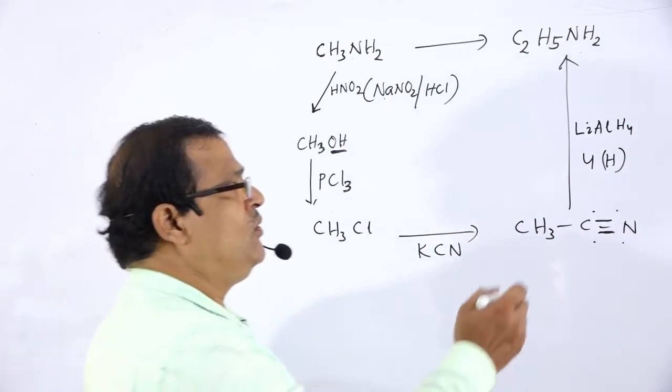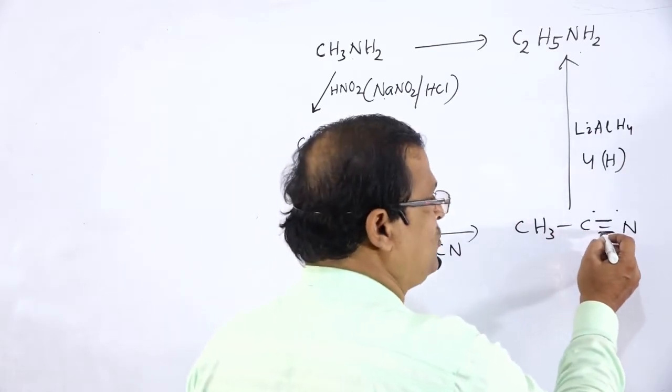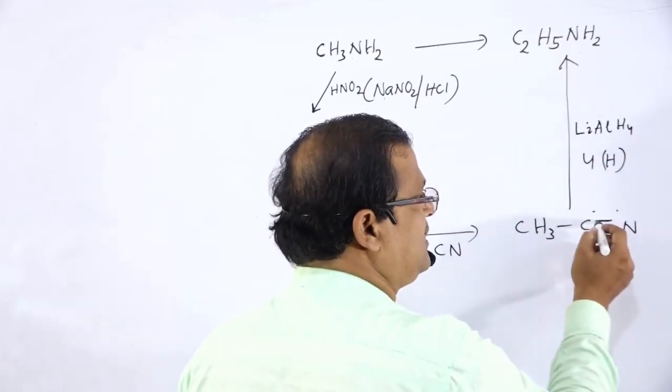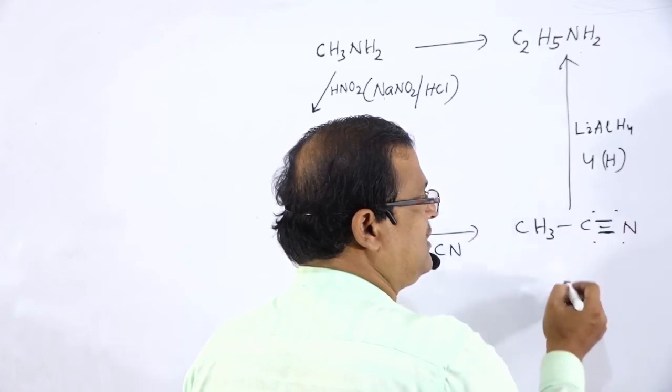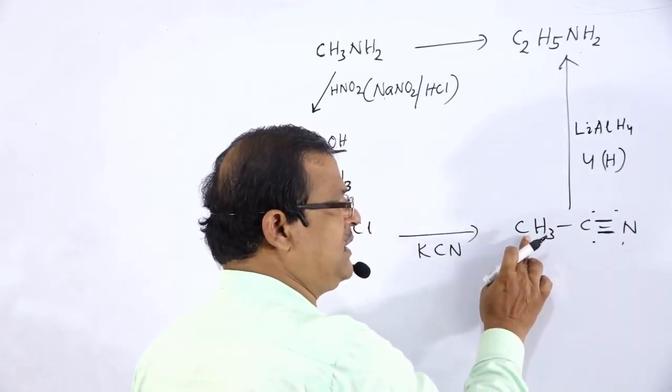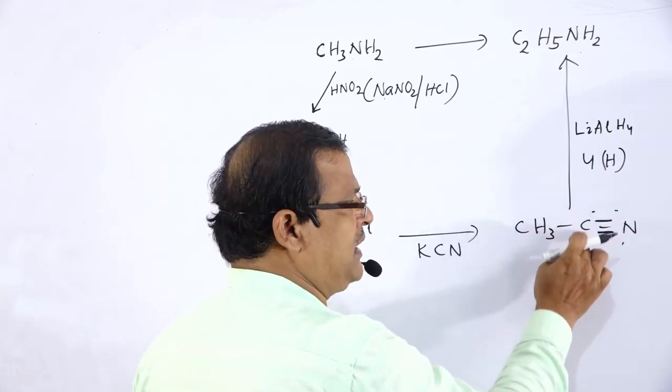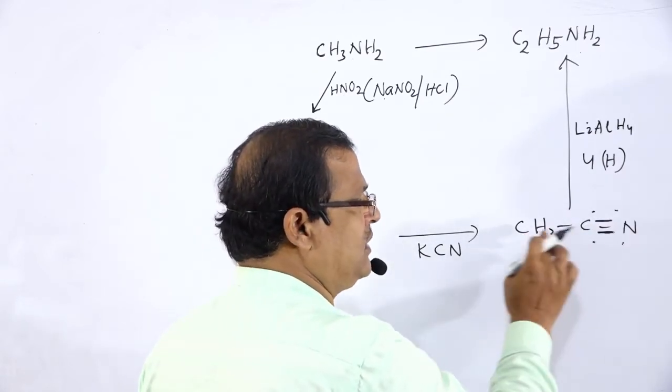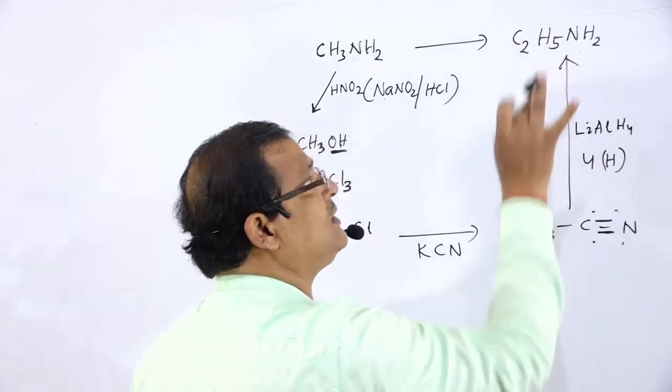Whenever this compound is reduced with lithium aluminum hydride, this bond will break, with addition, and the product will be CH3 CH2 NH2. That is ethylamine.